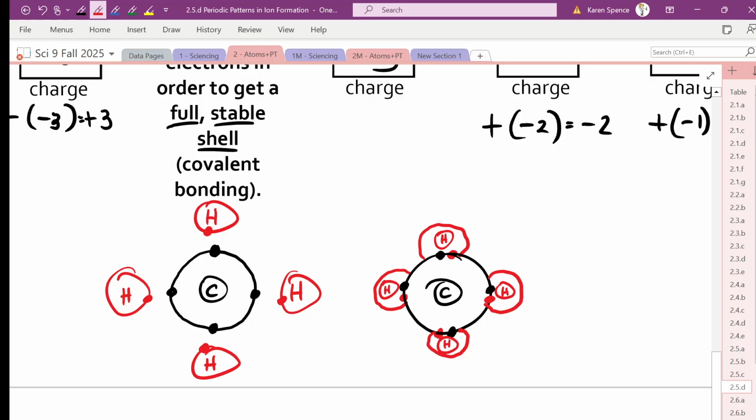Okay, so that would be a compound called CH4 because it has 1 carbon and 4 hydrogens. You do not need to be able to draw that, but if you're wondering why carbon is not gaining or losing electrons, it's because it tends to share electrons instead.